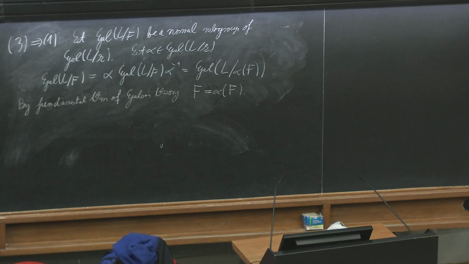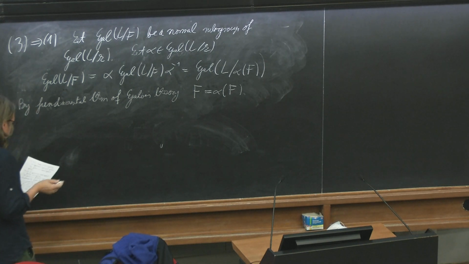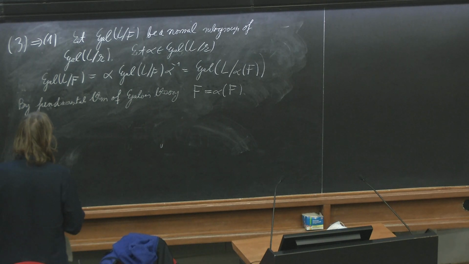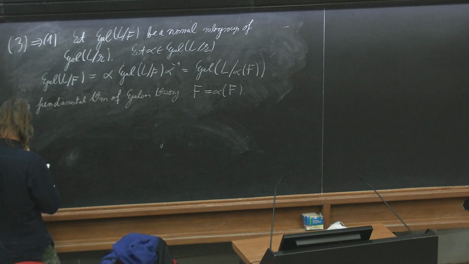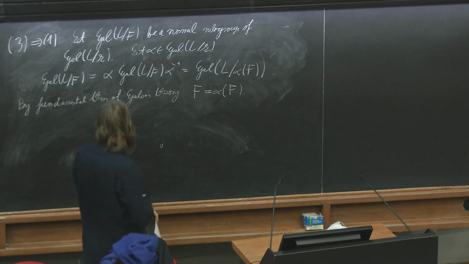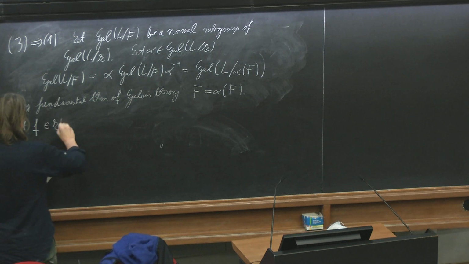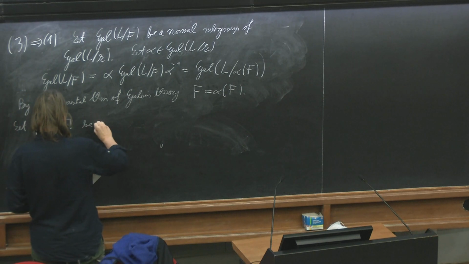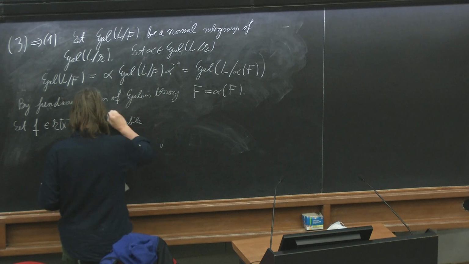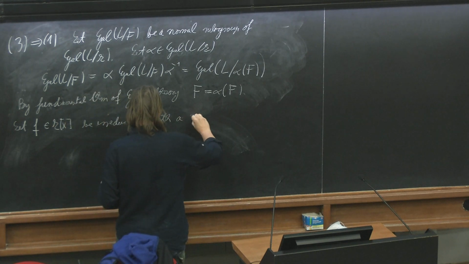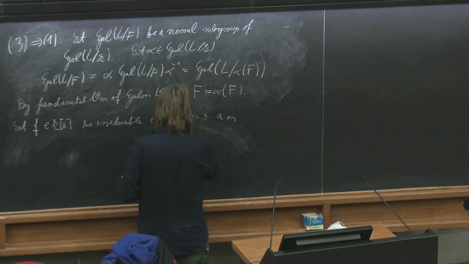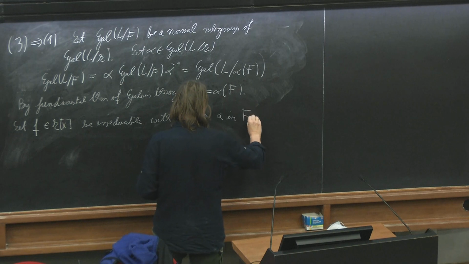Now we want to show that F over K is normal. So that means we have to show, if you have an irreducible polynomial with coefficients in K which has a root in F, then it splits over F. So let f in K[X] be irreducible with a root A in F. You have to show it splits.